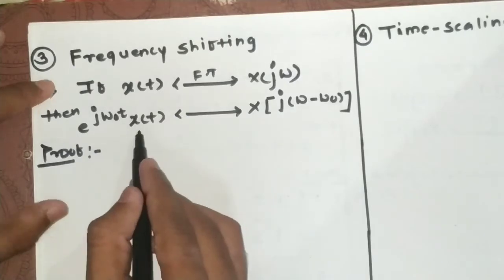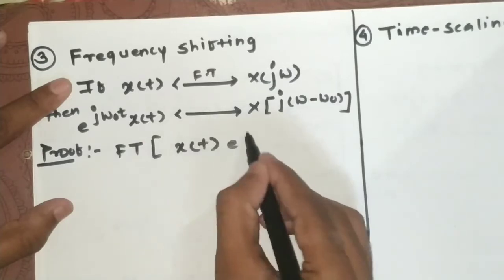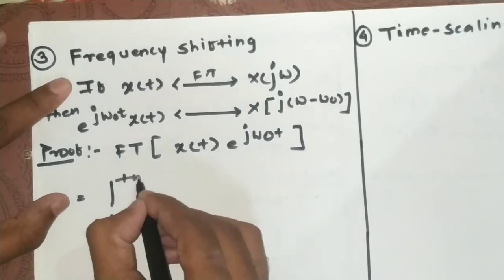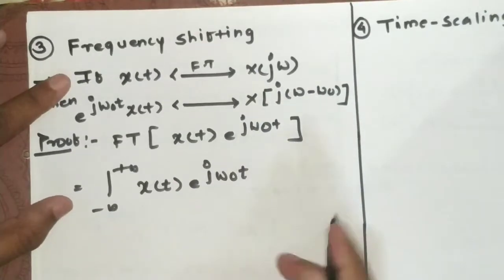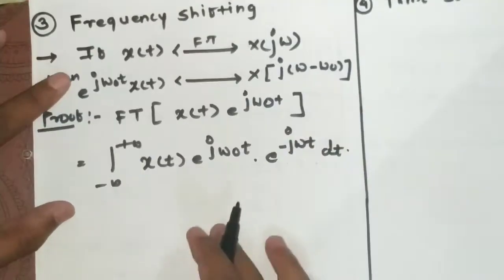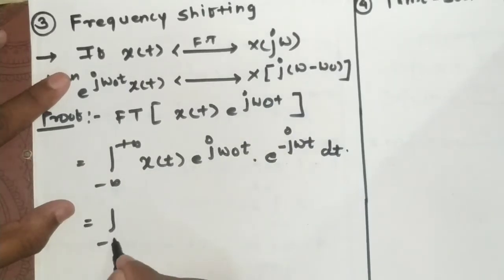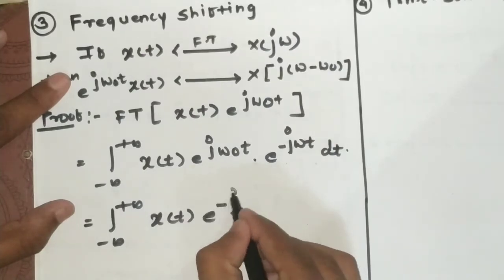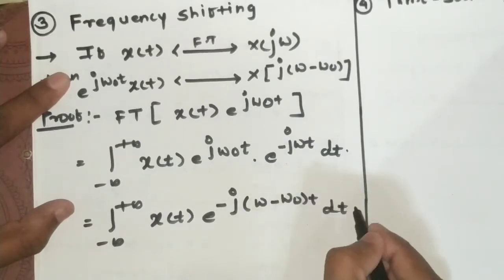We have to find the Fourier transform of this function, that is the Fourier transform of x of t into e raised to minus j omega naught t, which is equal to the integration of x of t e raised to j omega naught t into e raised to minus j omega t into dt. Now here the base is the same, so we can take a common term, j as well as t. This becomes the integration of x of t into e raised to minus j, omega minus omega naught, t into dt.